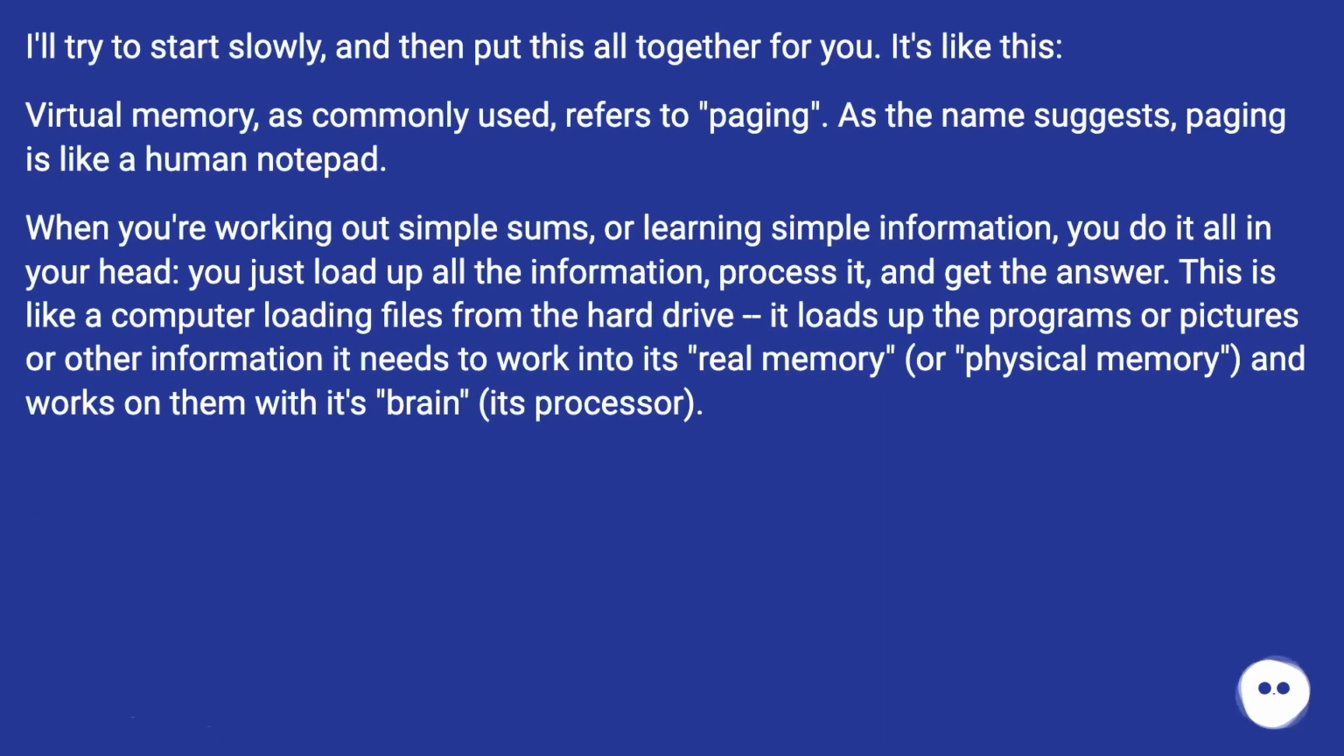I'll try to start slowly, and then put this all together for you. It's like this. Virtual memory, as commonly used, refers to paging. As the name suggests, paging is like a human notepad. When you're working out simple sums, or learning simple information, you do it all in your head. You just load up all the information, process it, and get the answer. This is like a computer loading files from the hard drive. It loads up the programs, or pictures, or other information it needs to work into its real memory, or physical memory, and works on them with its brain, its processor.